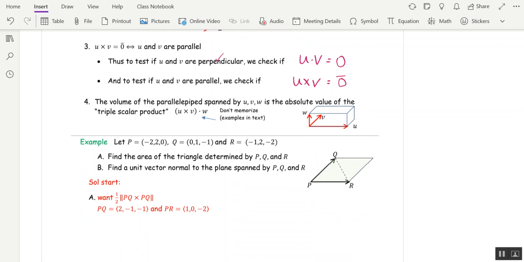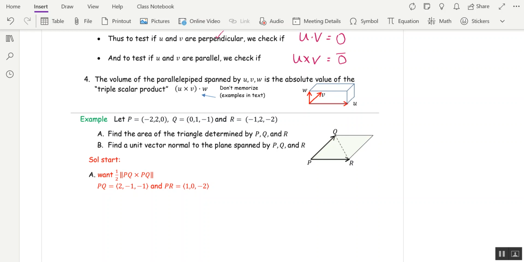Okay, so here is a big example. We have 3 vectors, P, Q, and R in R3. We want to find the area of the triangle determined by P, Q, and R. So I have that triangle here.